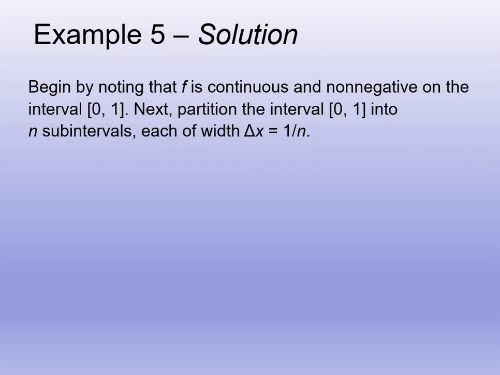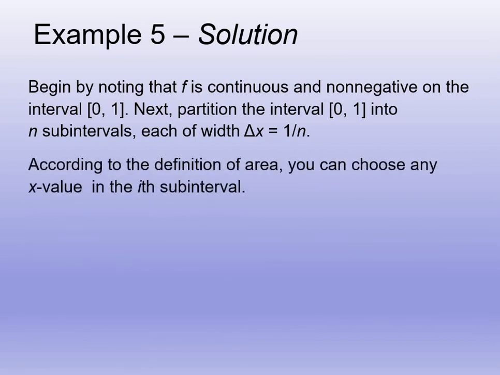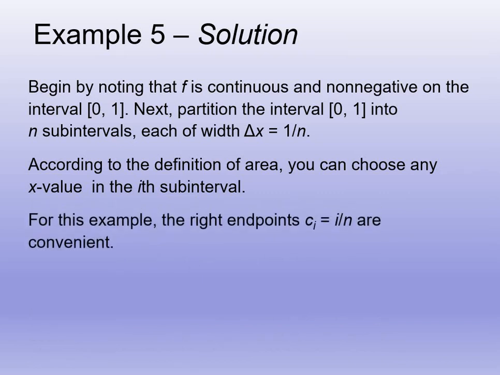They're the endpoints on the interval. Okay, so that's where our delta x comes in. So we can choose any value in the ith subinterval. Using that definition, we can use the right endpoints. I would always choose the right endpoints. They're easier. You could choose the left endpoints. It really doesn't matter if you want to. But the right endpoints are always easier.